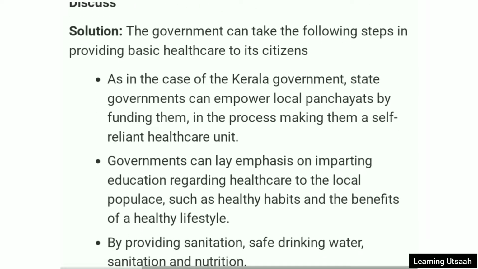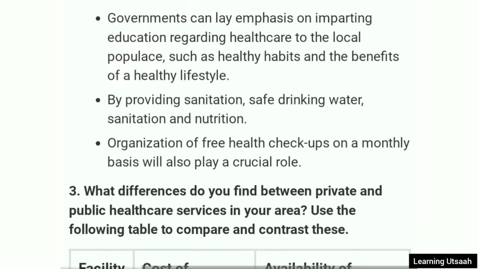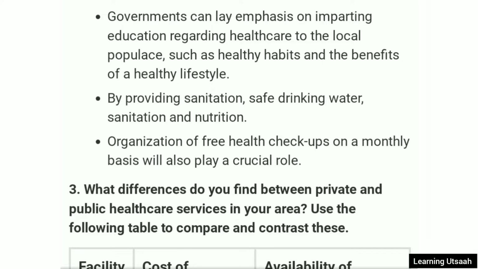Second point is governments can lay emphasis on imparting education regarding healthcare to the local populace, such as healthy habits and the benefits of a healthy lifestyle, by providing sanitation, safe drinking water and nutrition. Here it is written sanitation 2 times, you can also cut it. And the fourth point is organization of free health checkups on a monthly basis will also play a critical role.